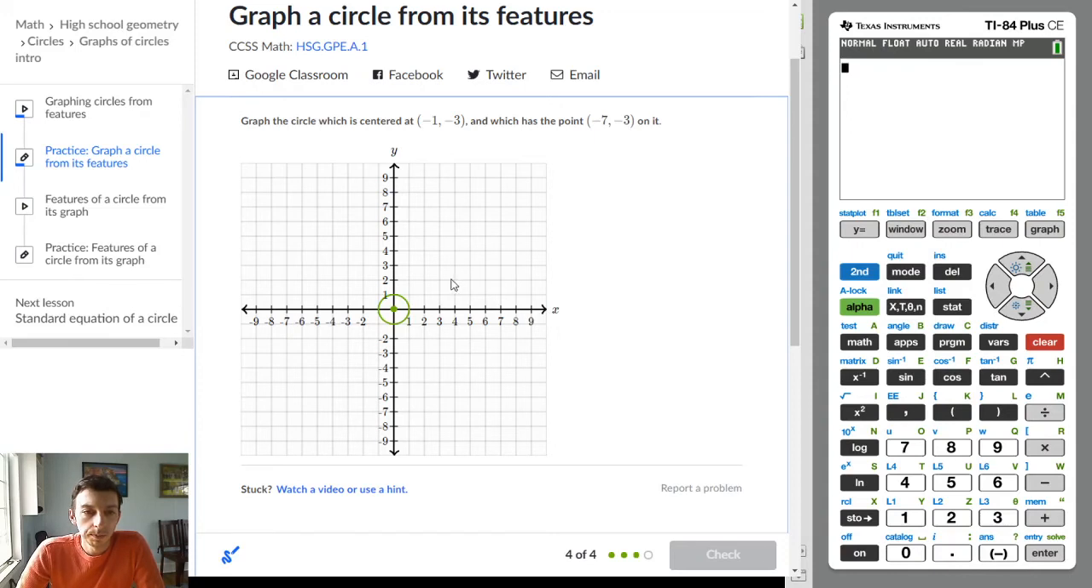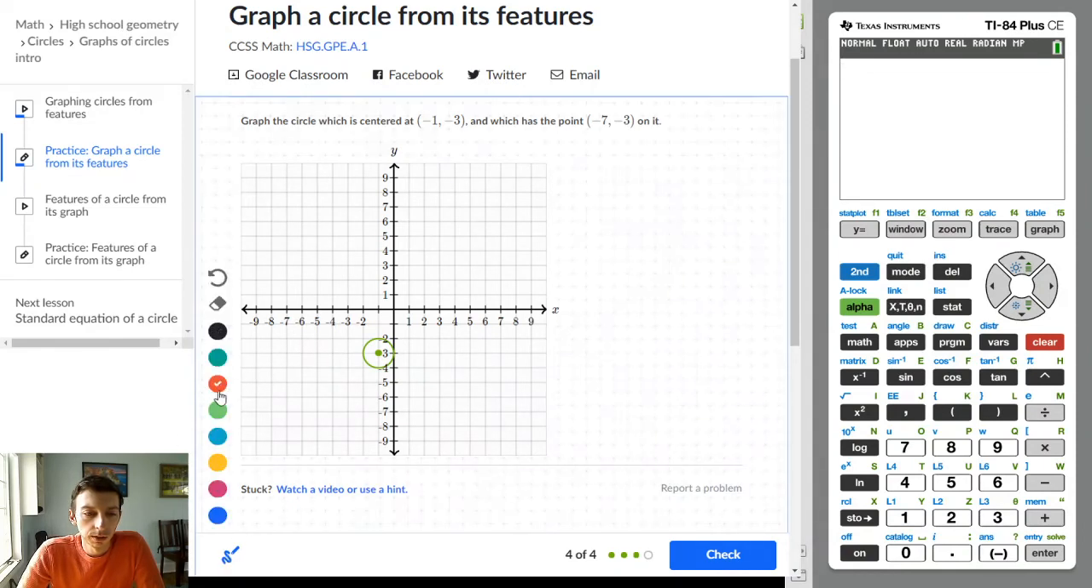For the last one, we need to get the circle centered at -1, -3, so we'll go over to -1 and down to -3. And this needs to have the point -7, -3 on it. So -7 is here, and -3 is down here. So again, I can draw on this.